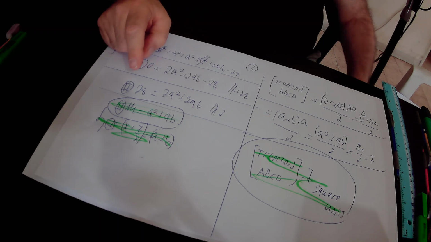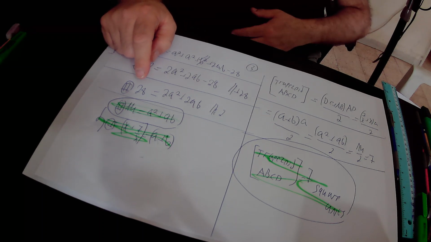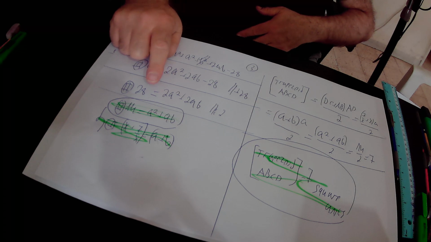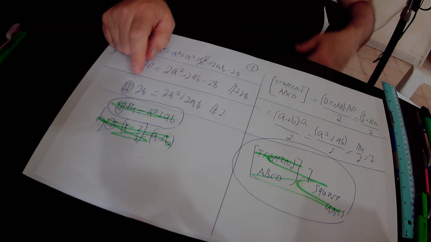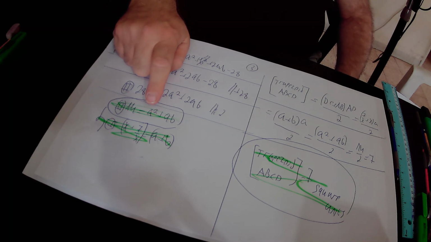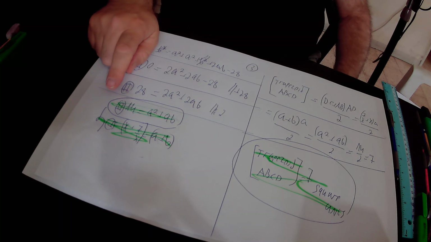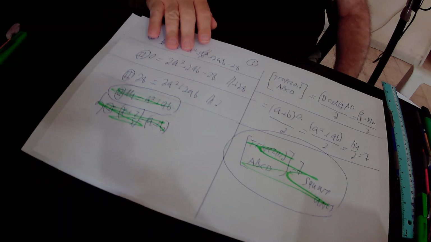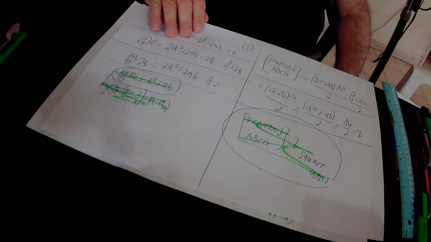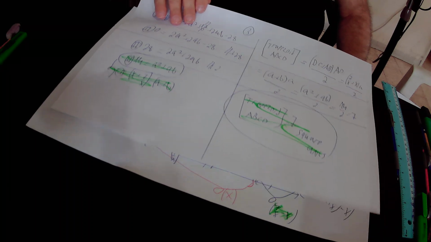So according to equation 2, we found out that 14 equals a squared plus ab, while according to equation 1, we have already found out that x plus 7 over x equals a plus b. So we have those two equations. Now we can find out the area of trapezoid ABCD.